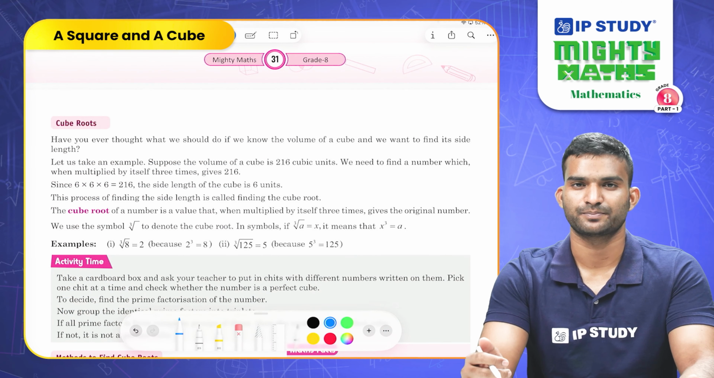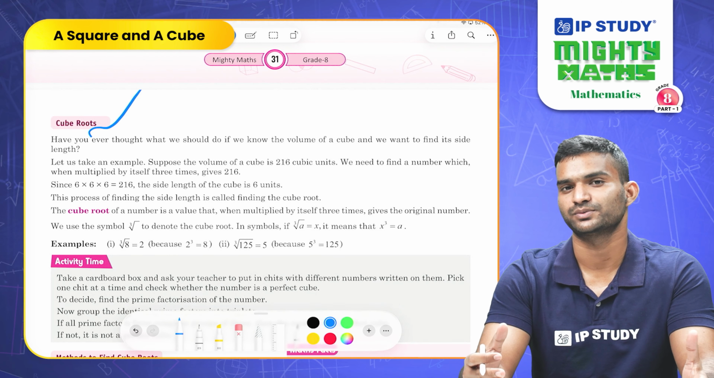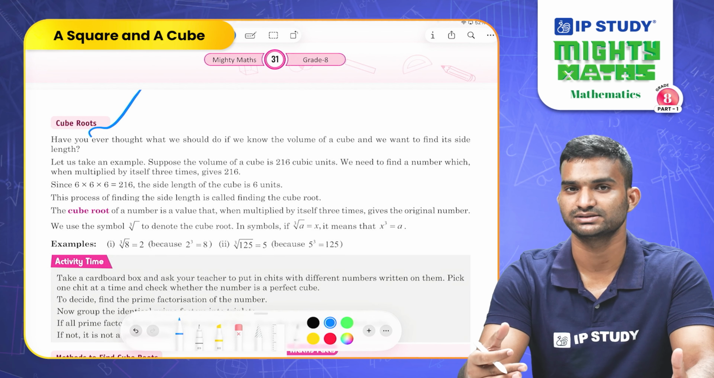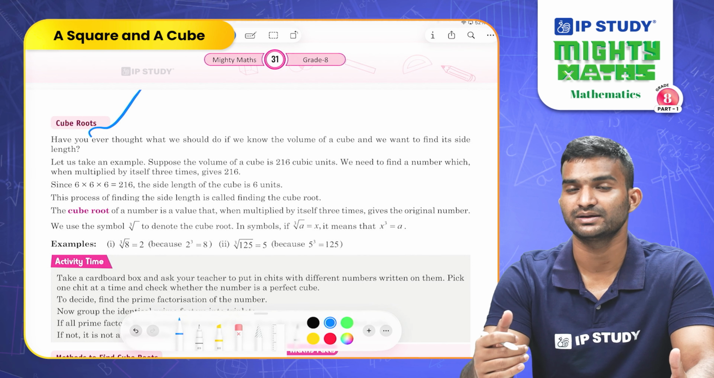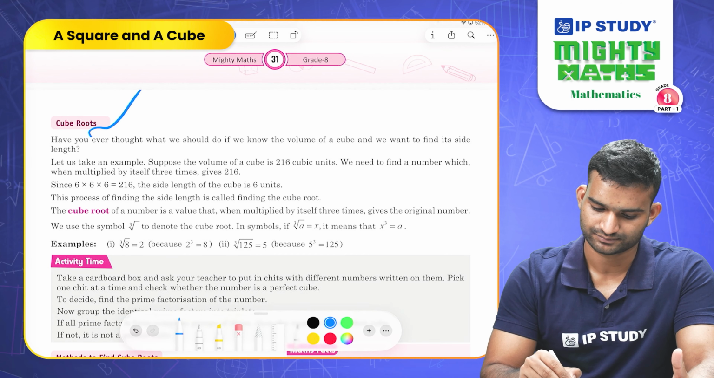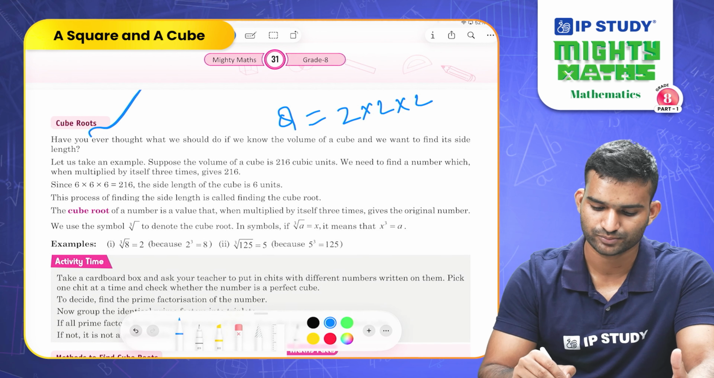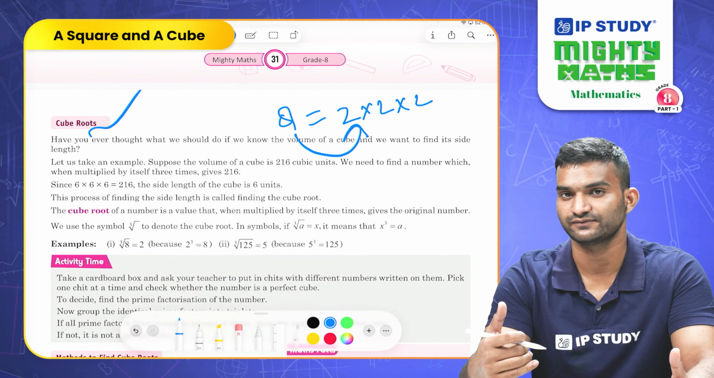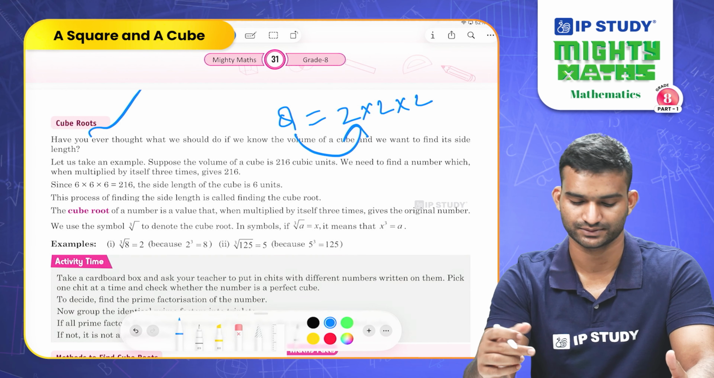Moving to the next topic, we have cube roots. Cube root is nothing but the inverse of finding cubes. For finding cubes, we multiplied the number thrice. In the same way, for cube roots, we have to look at the number that is multiplied to get the cubic number. For example, we can write 8 as 2 cross 2 cross 2, so the cube root of 8 will be 2. We look for the number that is multiplied by itself thrice to get the cubic number. That number is called the cube root of the number.